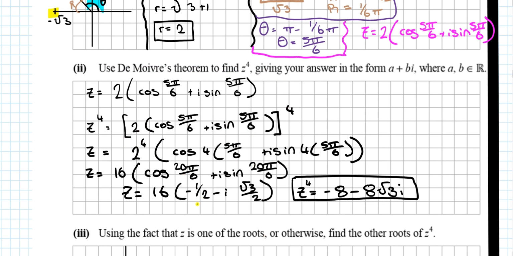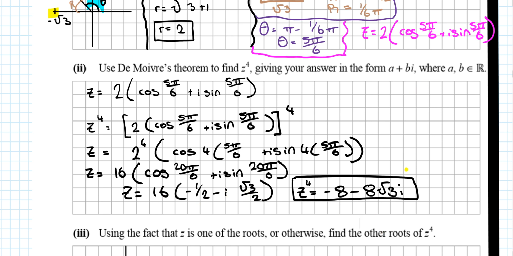Cos of 20 pi over 6 is minus half. Sine of 20 pi over 6 is minus root 3 over 2. We want it in a plus bi form, so that's why we're multiplying it out. 16 times minus half is minus 8. 16 times minus root 3 over 2 is minus 8 root 3. And we have the i there, so that's that bit done.